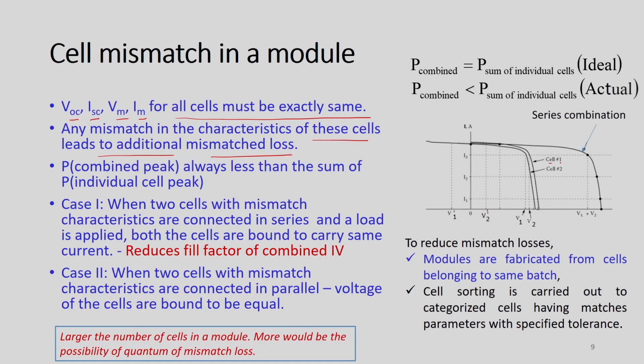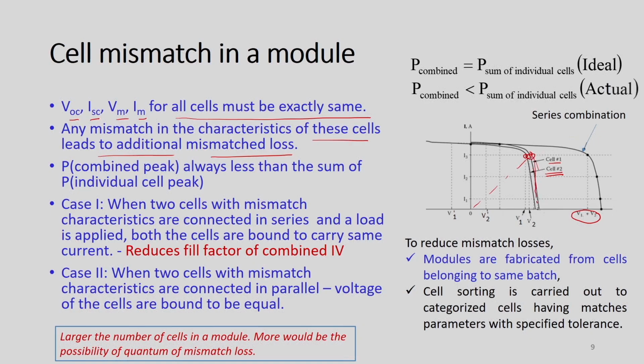This is the curve for cell 1 and this curve is for cell 2. If these two cells are connected in series, what happens? We can generate a combined IV characteristic. This is the combined IV characteristic, and the combined voltage will be V1 plus V2. Normally, in the ideal case, if we consider this peak power here and here, and draw this kind of voltage, it will come something like this.